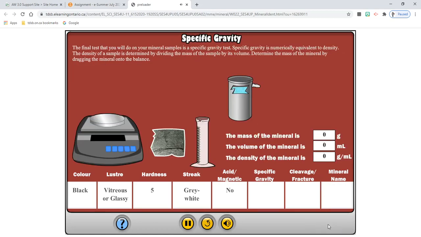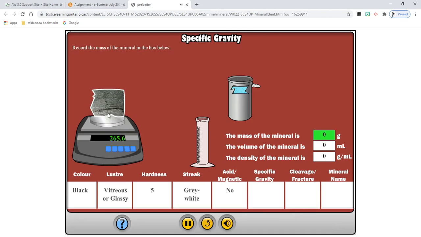Specific gravity. The final test that you will do on your mineral samples is a specific gravity test. Specific gravity is numerically equivalent to density. The density of a sample is determined by dividing the mass of the sample by its volume. Determine the mass of the mineral by dragging the mineral onto the balance. Record the mass of the mineral in the box below.